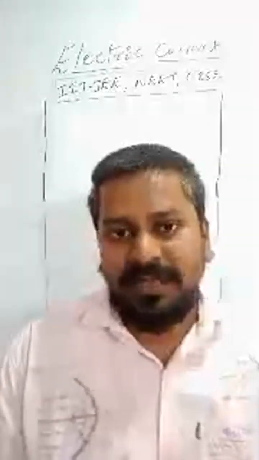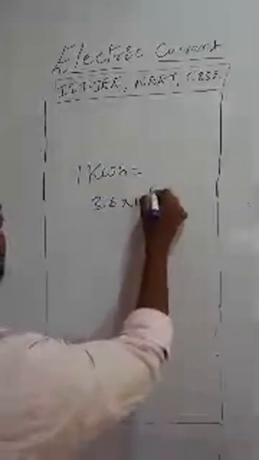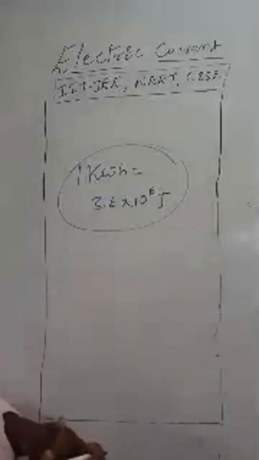Based on this, some problems will be there, so we'll do them later. The commercial unit of electrical energy is kilowatt hour. 1 kilowatt hour equals 3.6 into 10 power 6 joule.